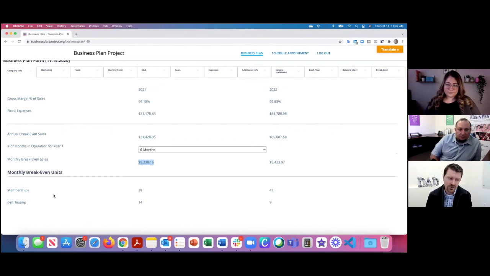Well, what are we selling? We're selling memberships and belt tests. So we need to be doing about 38 students a month and 14 belt tests before we start to make money. Now, if you remember back on the team section, we didn't list ourselves as payroll. So it's not including owners' distributions. So we could adjust that to see, okay, what level of sales, if we want to pay ourselves, I don't know, $50,000, some number that we've determined, will then need to be recalculated.